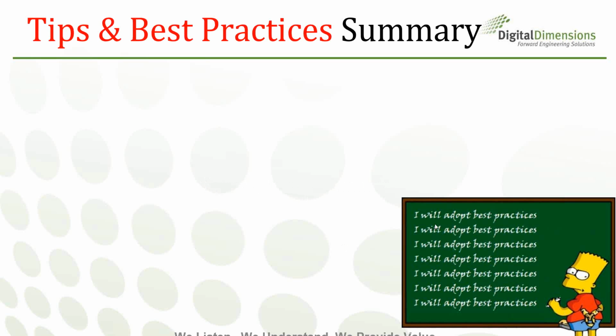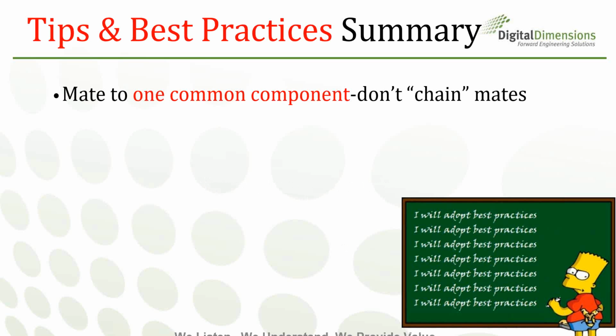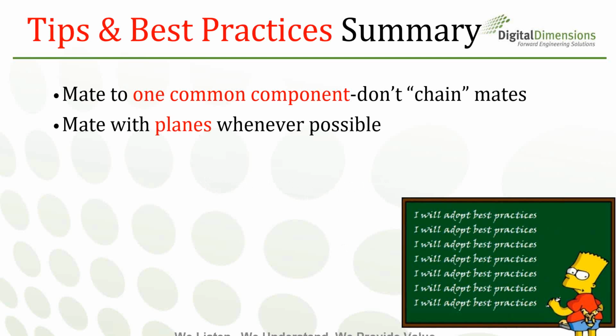So, a summary of the tips and best practices. Just remember to mate to one common component. Try not to chain your mates together or have circular mate references. That causes issues when rebuilding and slows things down. Mate with planes whenever possible. Try to use those planes instead of, remember the hierarchy: planes, bases, edges, vertices.